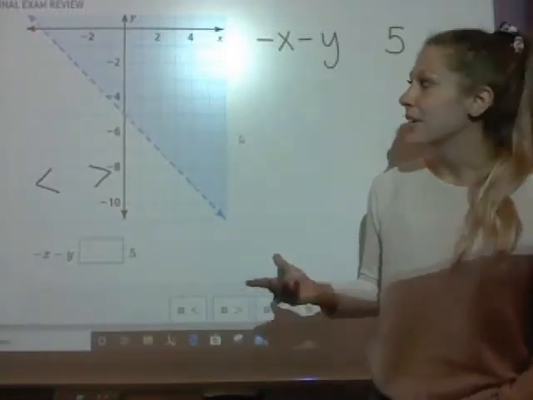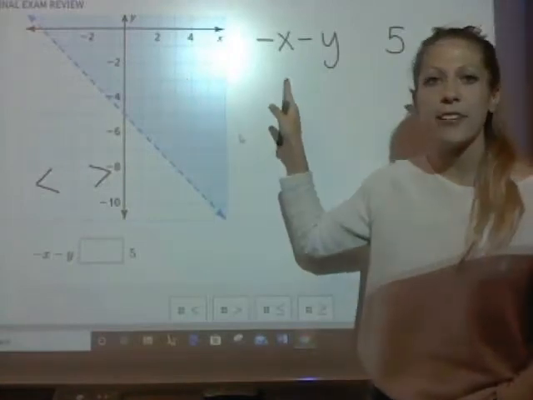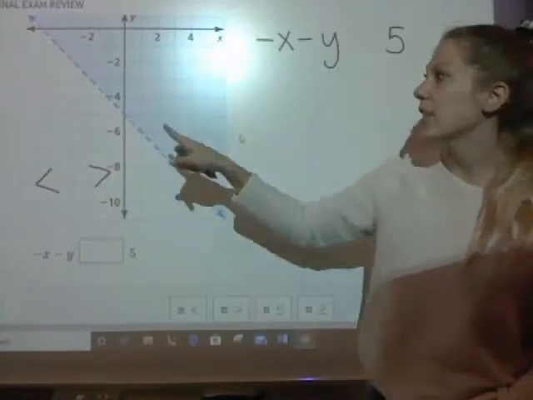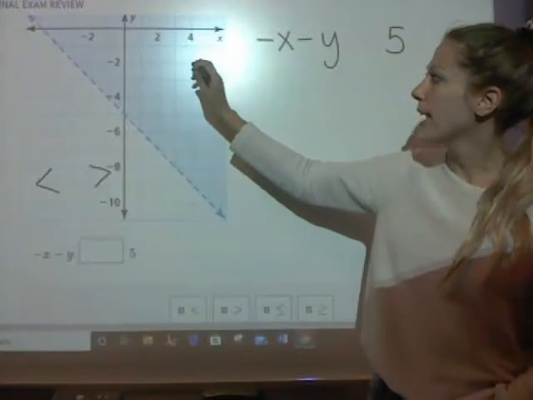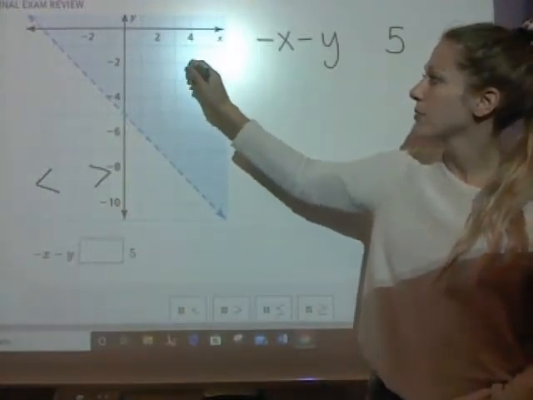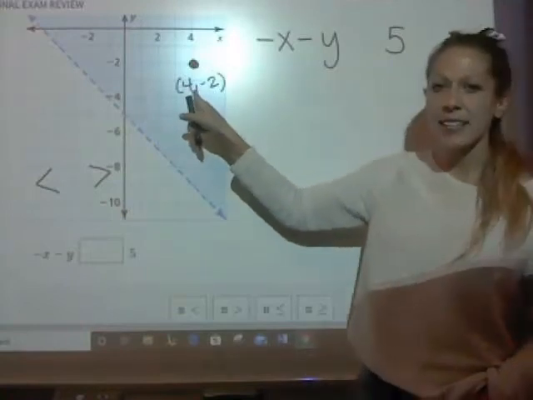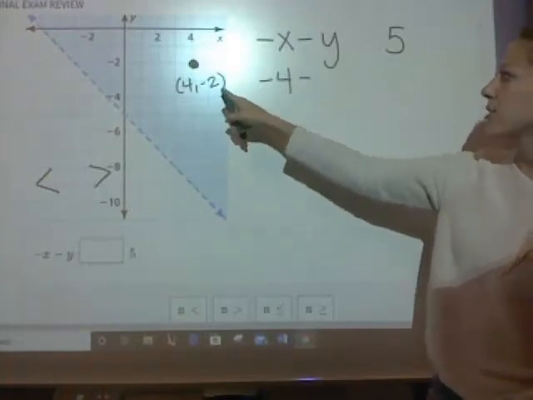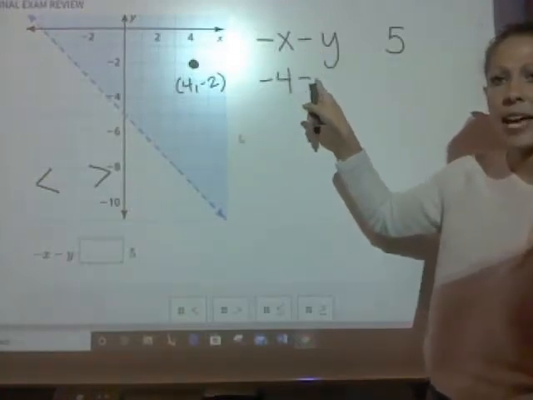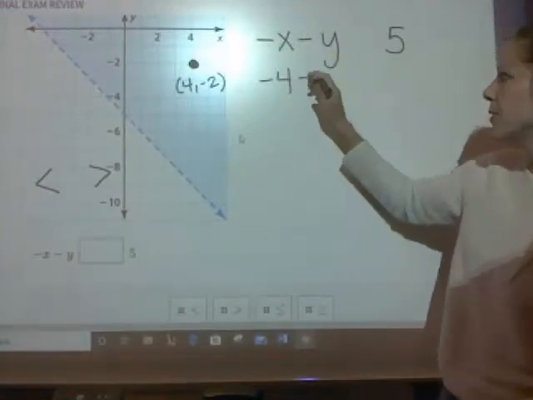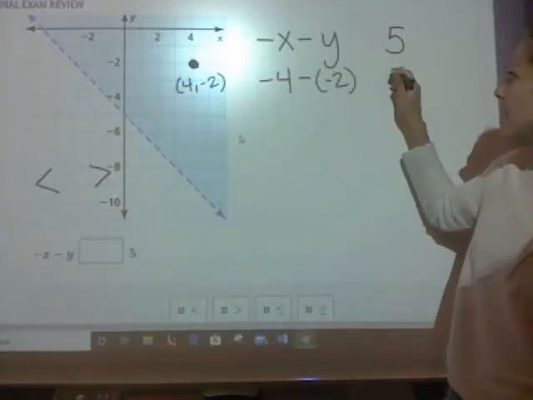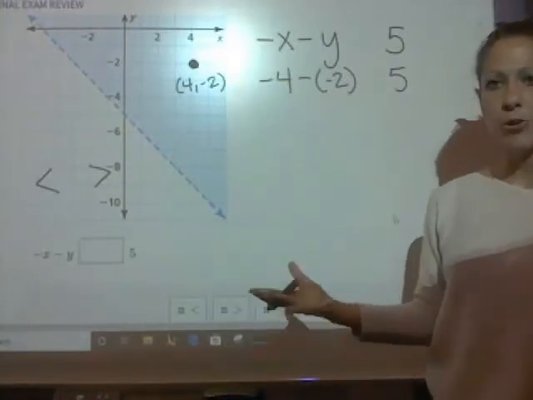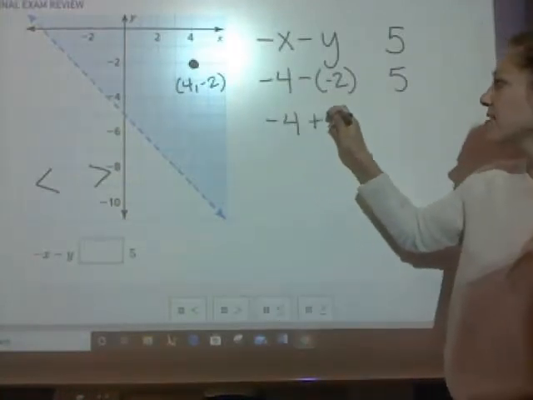So instead, what we need to do is plug in one of these points to figure out if it's going to be a greater than or less than sign. So you pick a point from the shaded region. I'm just going to pick (4, -2). So my x is 4, so I'm going to plug in a 4 where the x is, and my y is -2. There's already a minus sign there, so we have a minus -2, and then we have 5 on this side. Over here, a minus and -2 turns into a +2, so we have -4 + 2, and on this side we have 5.